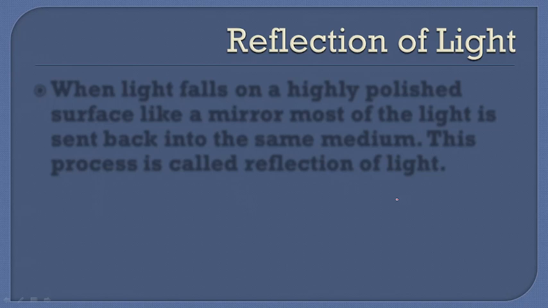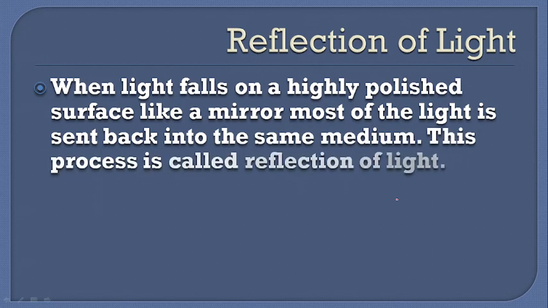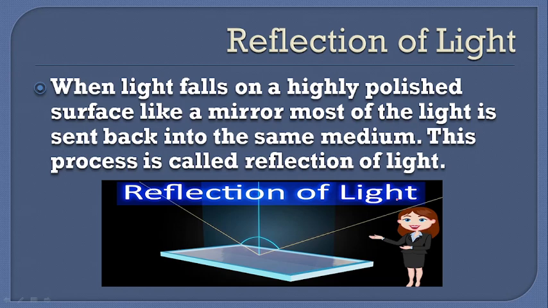Then comes the reflection of light. So what is reflection? When light falls on a highly polished surface like a mirror, most of the light is sent back into the same medium. This process is called the reflection of light. A polished surface is a shining surface where any light falling on it gets reflected back into the same medium.